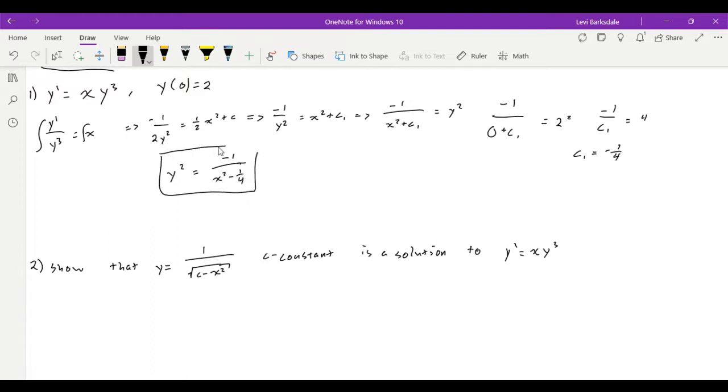And you'll have to note that this equation is only valid on a very specific domain because y squared is always positive. So on this right-hand side, we need to make sure that this right-hand side is always positive as well, which means that x squared minus 1/4 has to be negative to cancel out this negative up here. So x squared minus 1/4 should be negative. Because x squared is always positive, we need to make sure that x squared is smaller than 1/4. So solving our differential equation kind of introduces this domain restriction here.